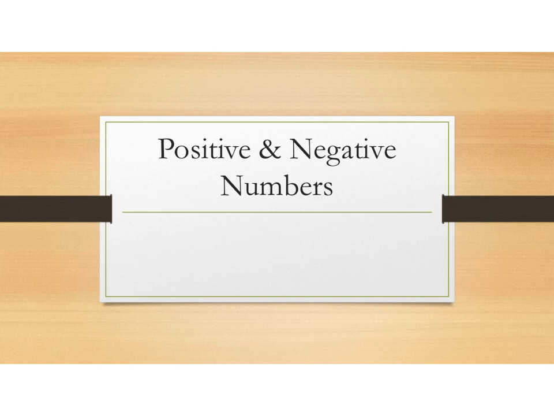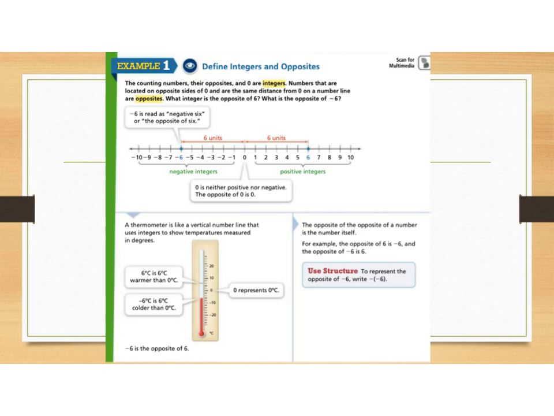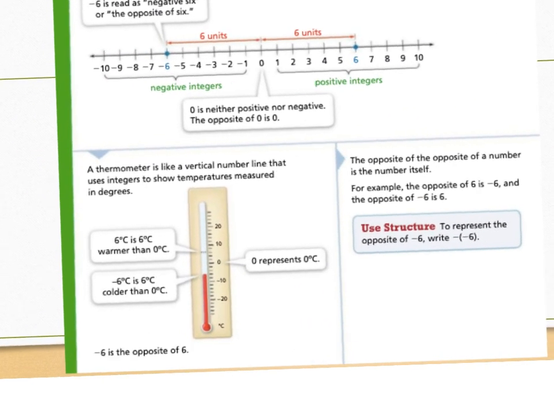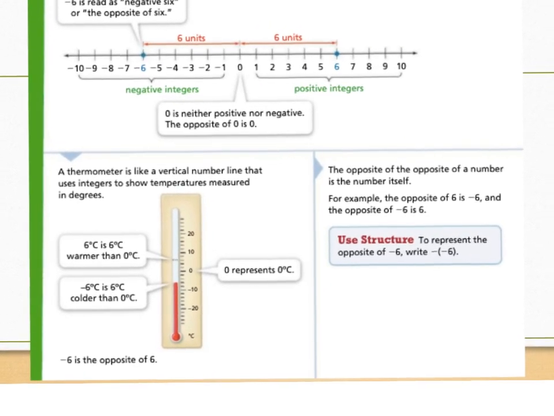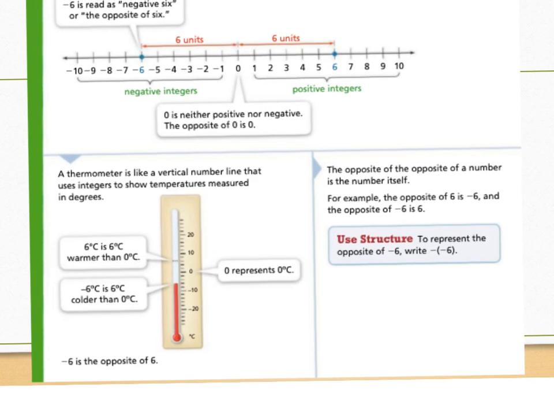Today we are going to learn about positive and negative numbers. First thing we're going to talk about is defining integers and their opposites. The counting numbers, their opposites, and zero are integers. Numbers that are located on opposite sides of zero and are the same distance from zero on the number line are opposites.